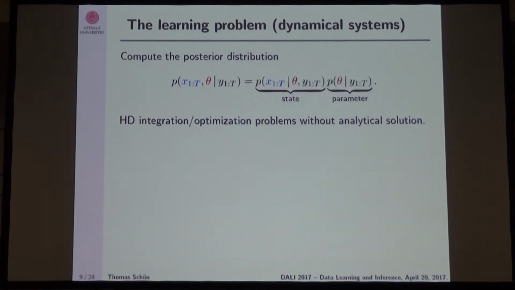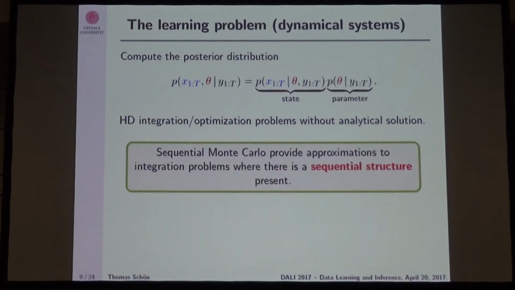So again, very briefly, the learning problem that we're faced with: we need to compute this posterior distribution or some marginal of it. This amounts to high-dimensional integration or optimization problems, depending on how you want to set it up. So we're going to opt for the integration solution to this. And this is where sequential Monte Carlo comes in.